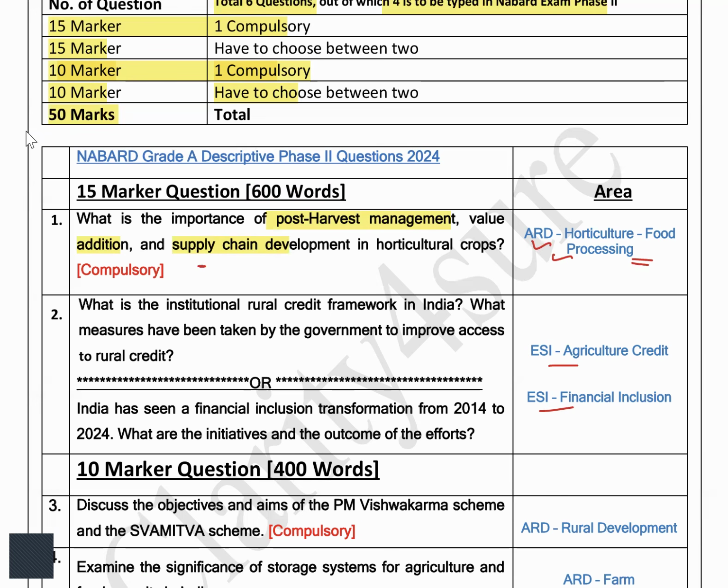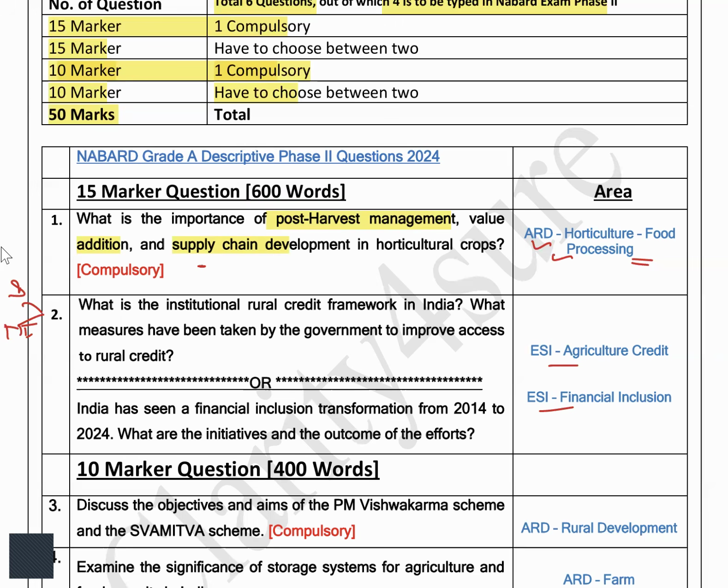So again, a simple question: what is the institutional rural credit framework? There are two types of credit, institutional and non-institutional. So they are saying, in rural India, what are the different means of credit? If you don't know also, you can think that there are cooperatives, regional rural banks, commercial banks, and PACS. So you can think of so many things and write the framework of where they are getting credit from. What measures have been taken by them to improve access to rural credit?